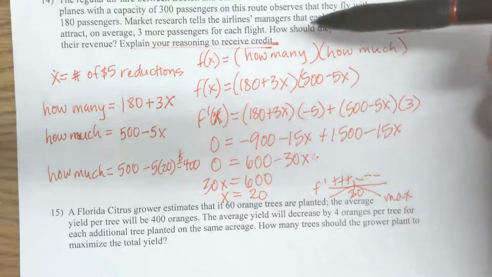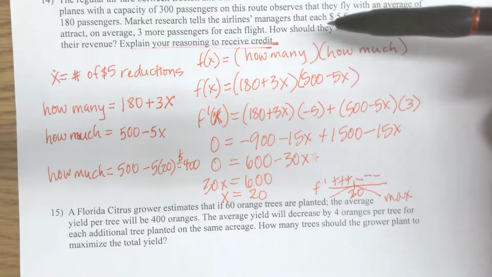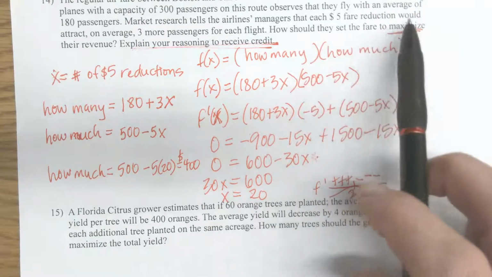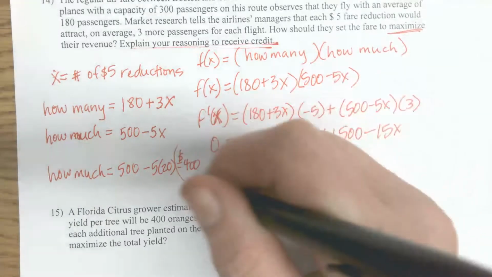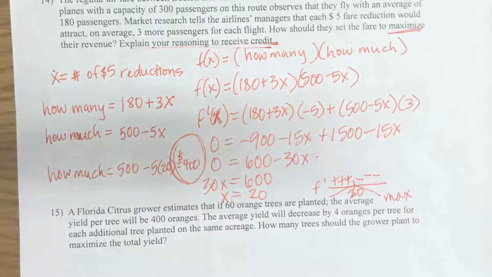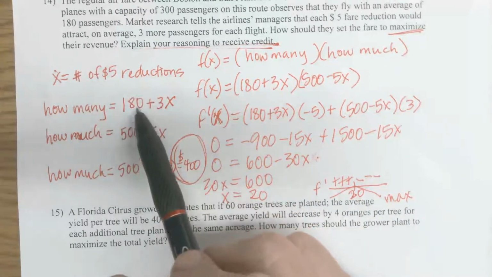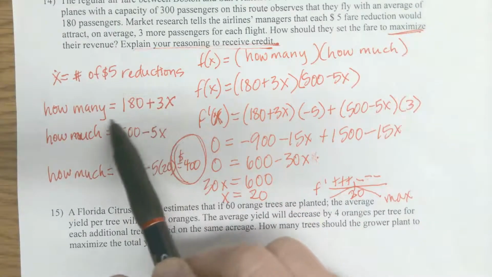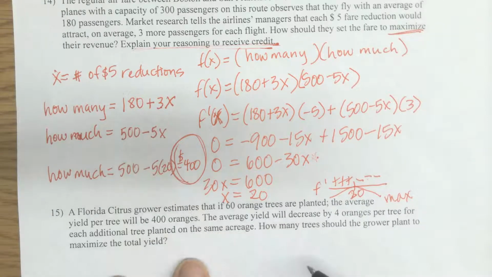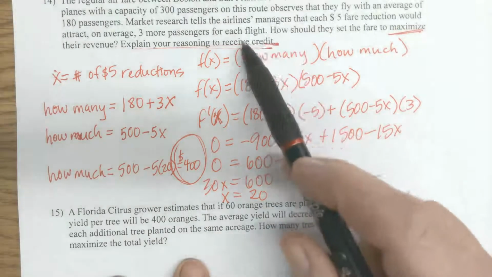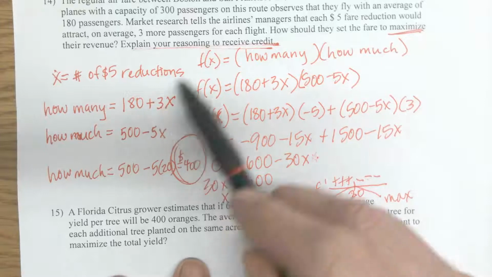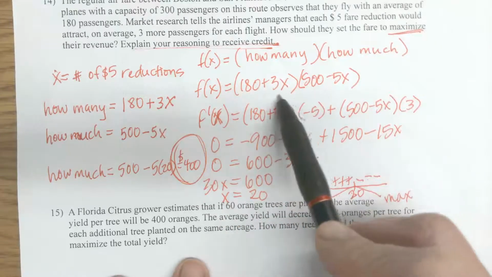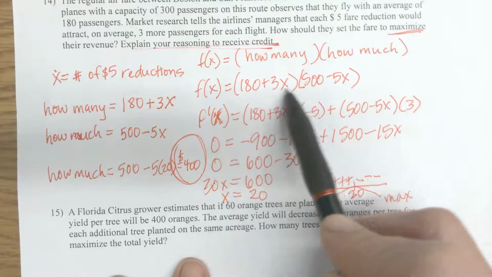Now I have to see what they want me to answer. It says, how should they set the fare? Well, this is how they should set the fare. They should charge $400. But if they asked me, how many passengers are they going to get? Then I'd have to go into the passenger one. If they ask me, how much money are they going to make per flight? Then I'd have to put it into the function and figure out the total money that they're going to make.